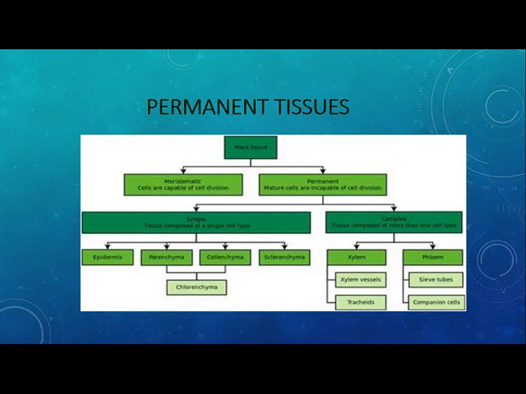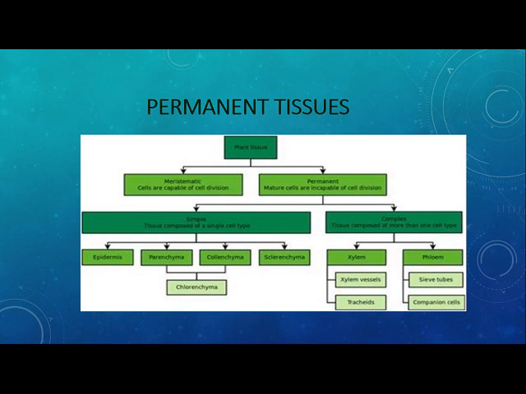Okay, again I am repeating, plant tissue based on dividing and non-dividing. Those which divide are called meristematic tissue. Based on location, meristematic tissues are of three types: apical, lateral and intercalary. Permanent tissues are the tissues which are formed from the meristematic tissue. Okay, and based on their structure, permanent tissues are of two types. If the structure is simple, they are called simple permanent tissue. If their structure is complex, they are called complex permanent tissue.